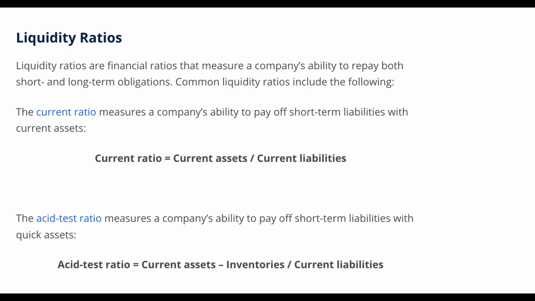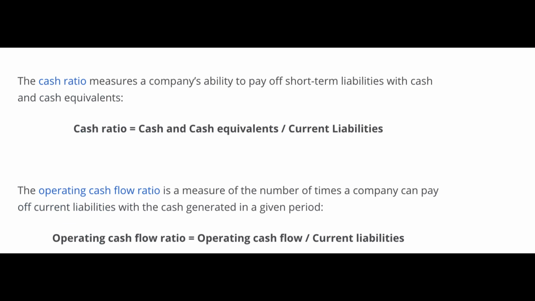The acid test ratio measures a company's ability to pay off short-term liabilities with quick assets. Acid test ratio equals (current assets - inventories) / current liabilities. The cash ratio measures a company's ability to pay off short-term liabilities with cash and cash equivalents. Cash ratio equals cash and cash equivalents / current liabilities.